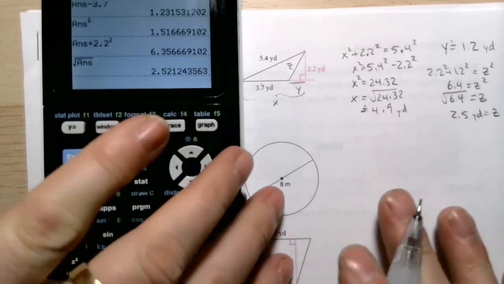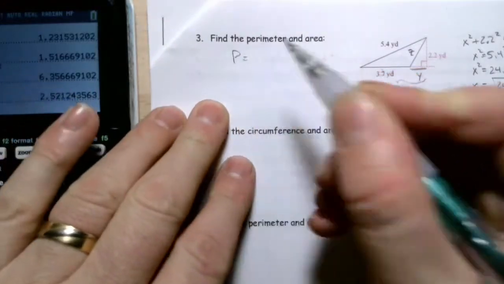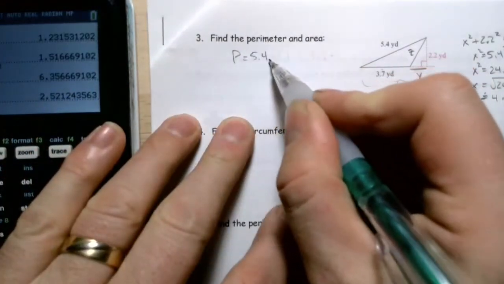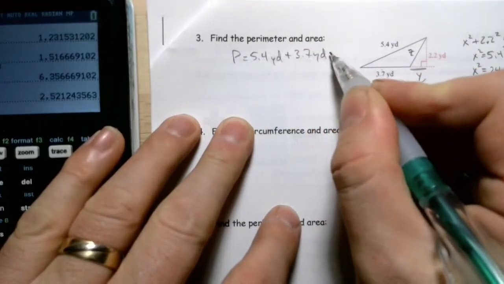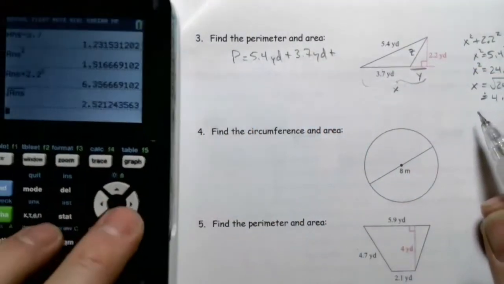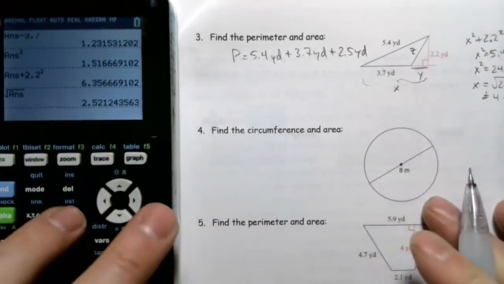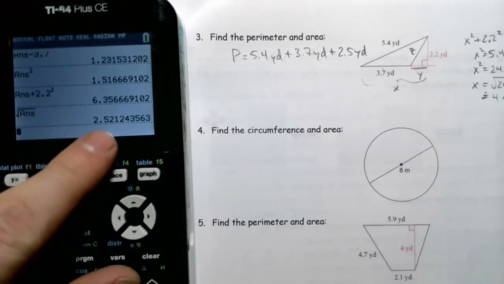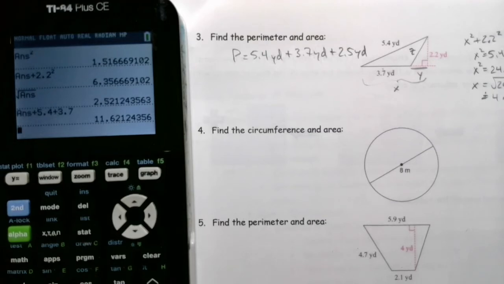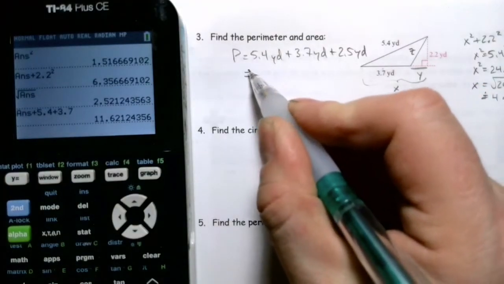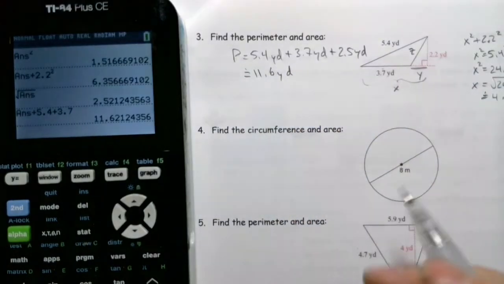So I had a little bit of work in this question. The perimeter of this problem is going to be the sum of the sides. So that will be 5.4 yards plus 3.7 yards, and now I can add my 2.5 yards. I'm going to take that number and add to that my 5.4 yards and my 3.7 yards. And I know that my perimeter is approximately equal to 11.6 yards.